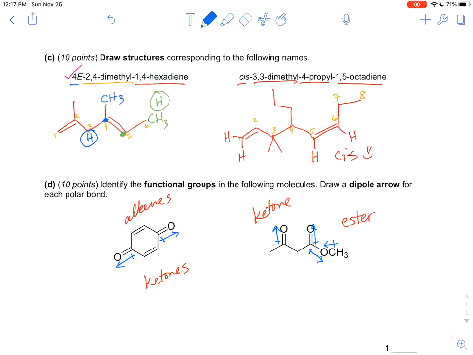So those are the functional groups and dipole arrows for those 2 examples, and that's page 1 for part A, for version A. Okay, bye.